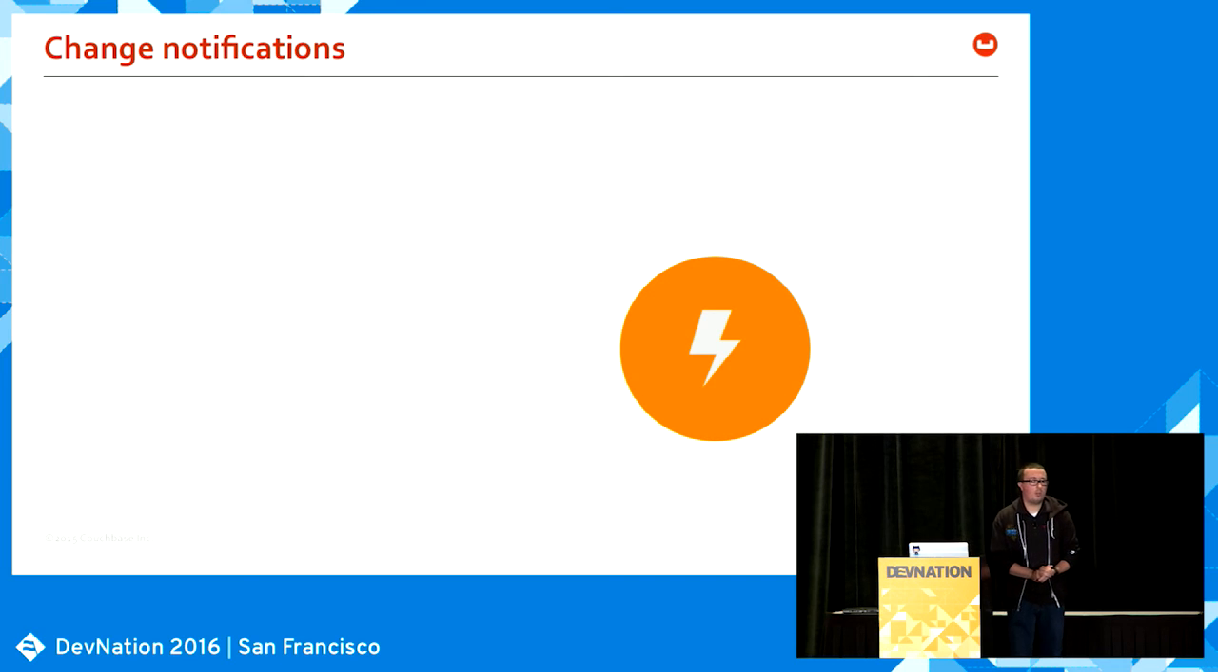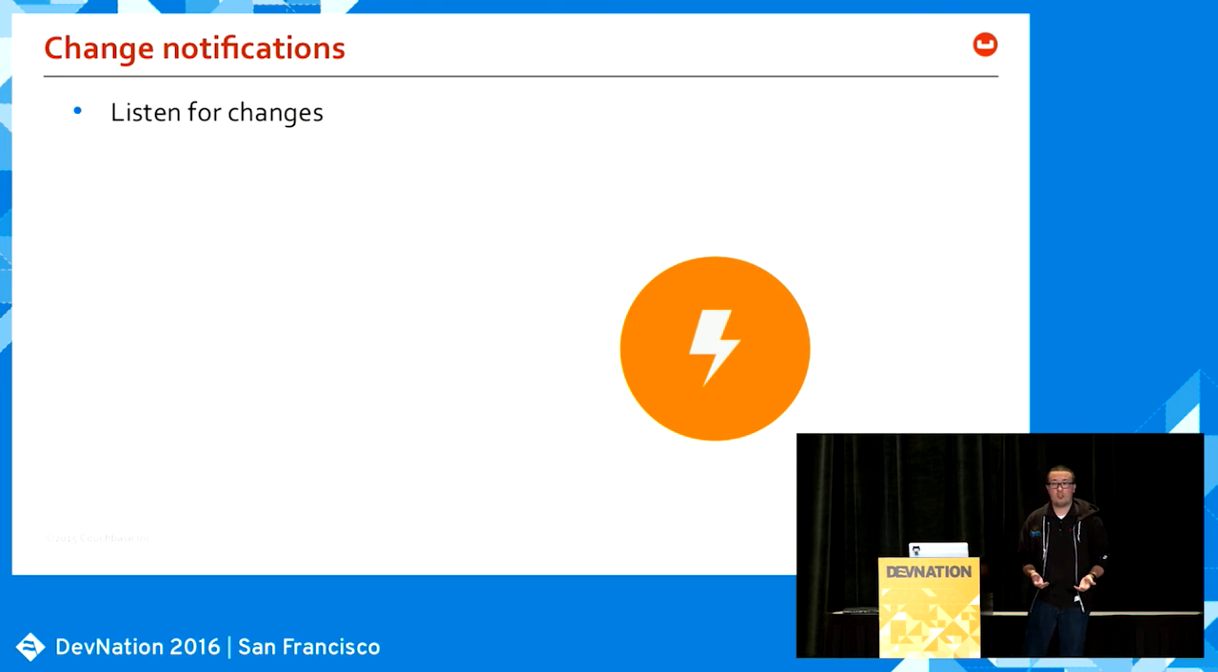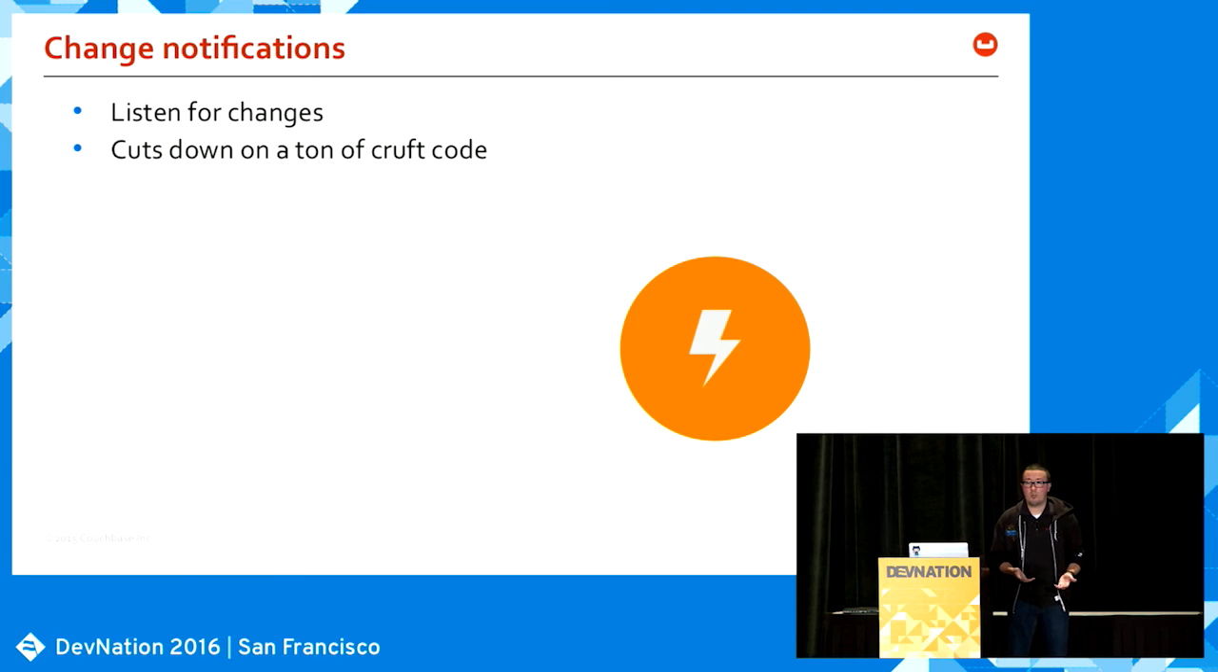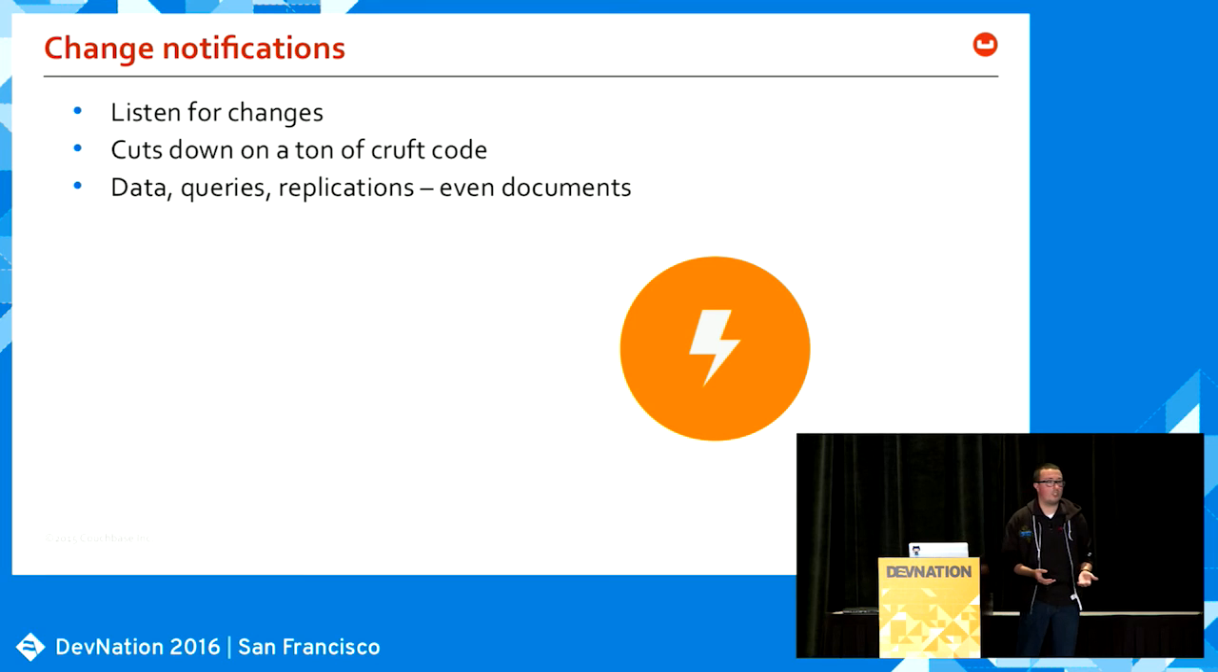When it comes to querying your data, you probably don't want to query your data at every given time. You probably don't want to set timers and do all of that stuff because it's kind of a waste. Instead, you can create change listeners. You can listen for notifications that something has changed. Of course, it cuts down a lot of cruft code. You're not throwing queries everywhere. You can set these listeners on different things. You can set listeners on the entire database, so anything that has changed in the database. You can set listeners on particular queries. You can even set a listener if something has changed in a particular document.